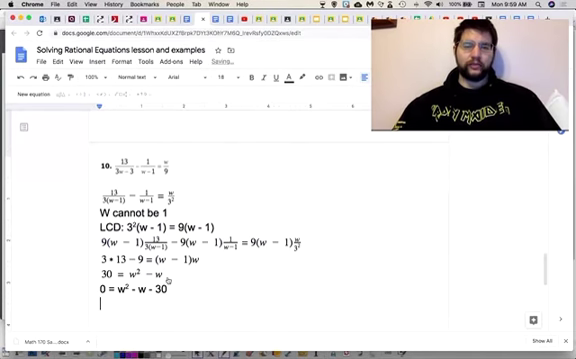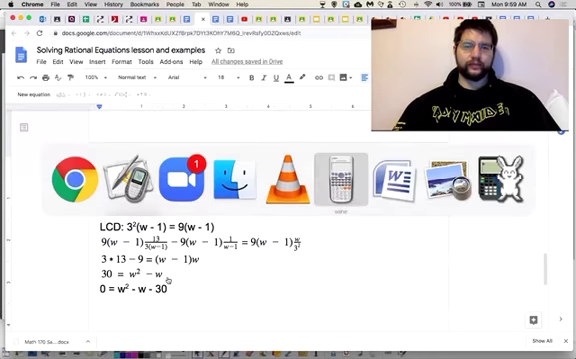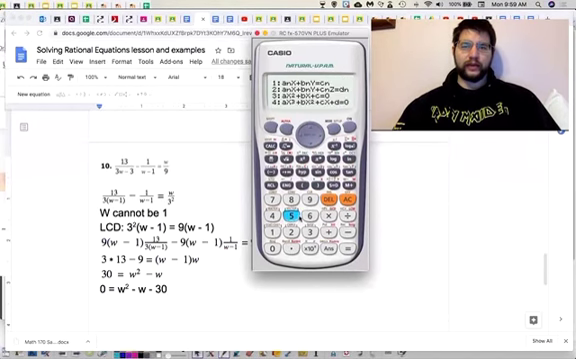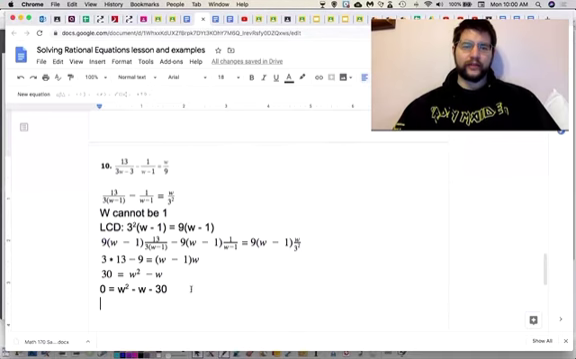And again, quadratic formula on the calculator. All you do is mode 5, 3, type in your coefficients 1, -1, and -30, and it's going to spit out to you 6 and -5. Now, how do I know that? Because I factored it in my head real quick, easy stuff.